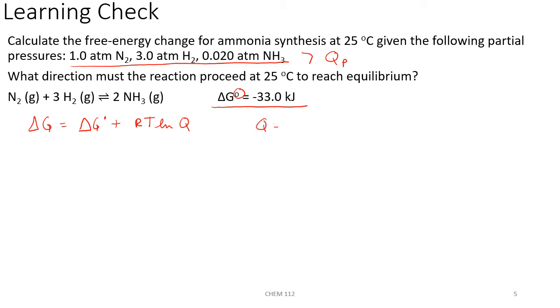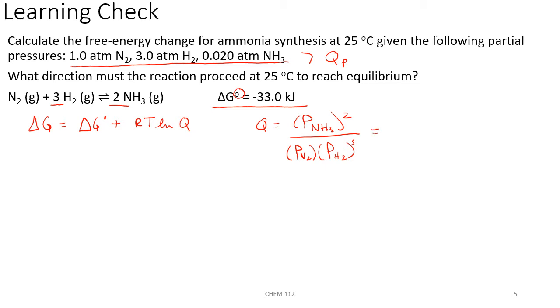So Q will be equal to the partial pressure of our product, the partial pressure of ammonia squared, over the partial pressure of our reactants, the partial pressure of N2 times the partial pressure of H2, and that one would be cubed because there's a 3 out in front of the hydrogen and a 2 out in front of the ammonia. So don't forget to square or cube or raise your partial pressures to the coefficients from the balanced equation.